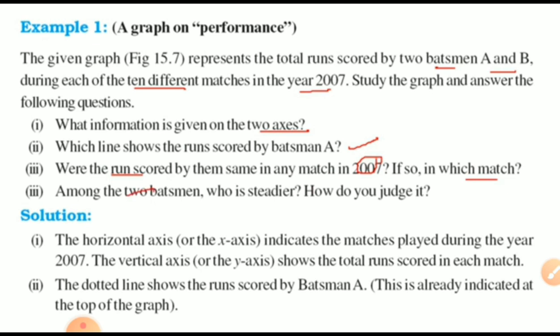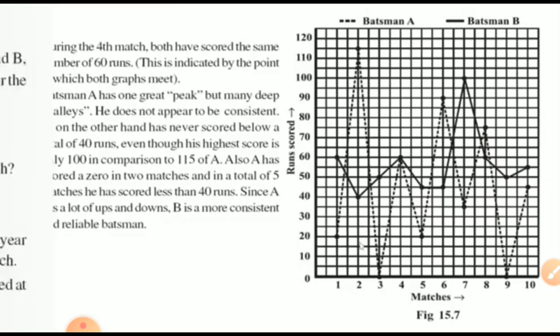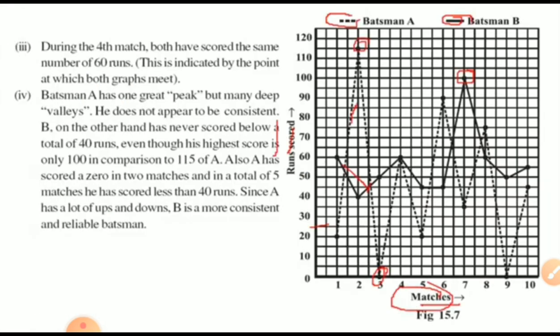First, the horizontal axis, the x-axis, indicates the matches played during the year 2007. Matches are given on the vertical lines. It shows the runs by both players. The dotted line shows the runs scored by batsman A, and the straight line is B.